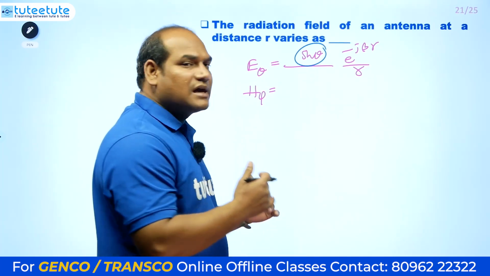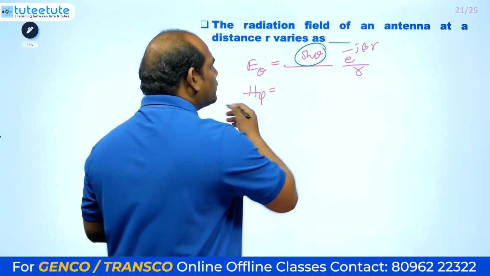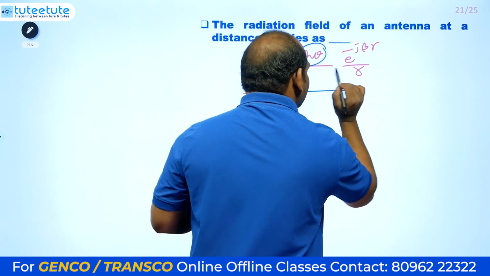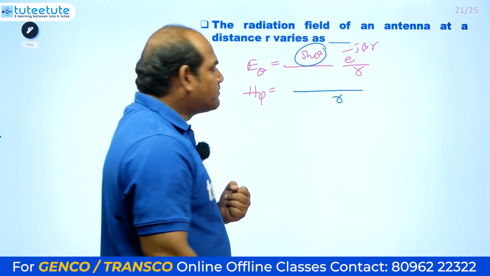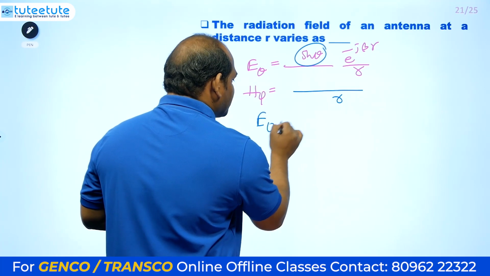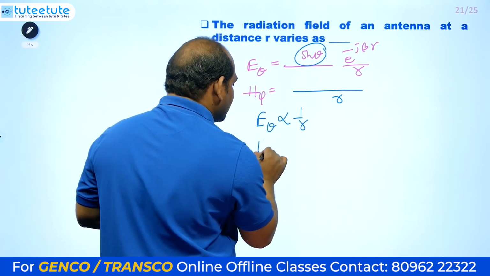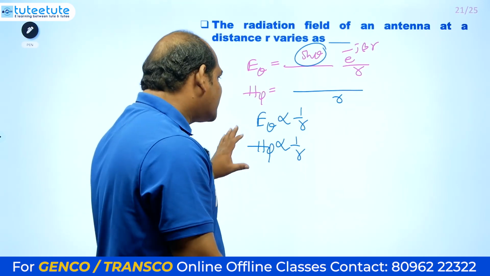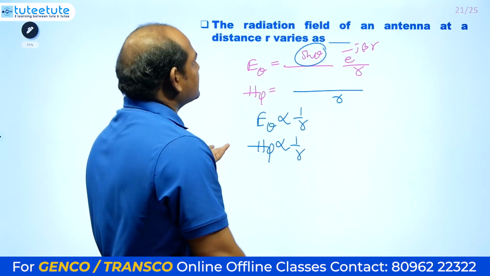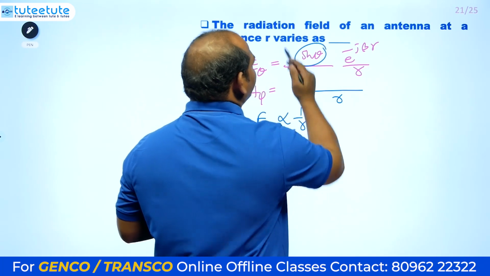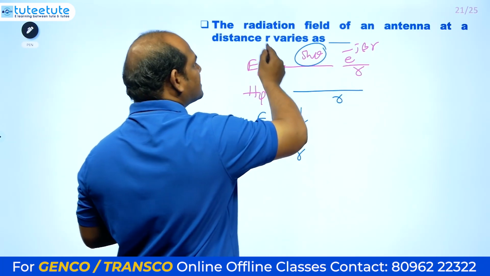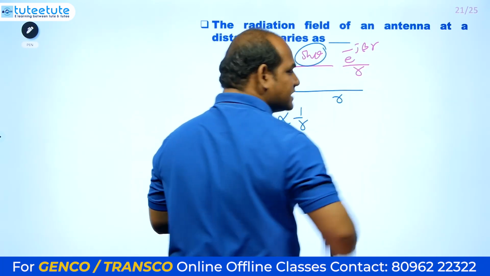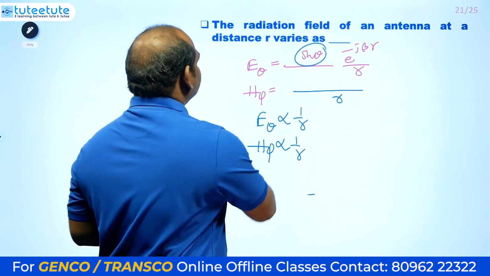But here the question is about the distance. So you take any component, in the denominator you will have R only. That means E theta is inversely related to the distance, H phi is also inversely related to distance. So radiation is inversely related to the distance. That is what they are asking: radiation field of an antenna at the distance R varies inversely. That is what we can tell.